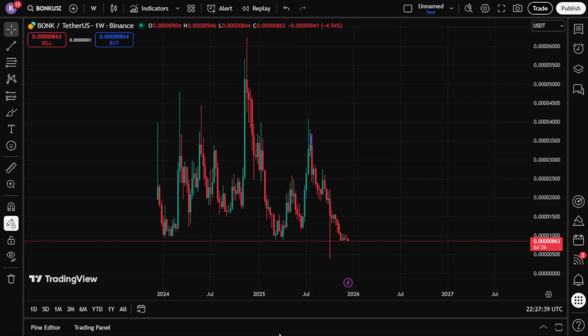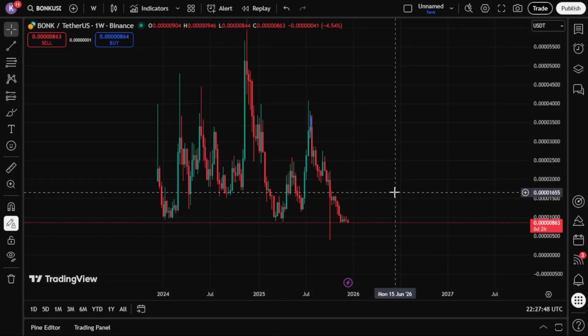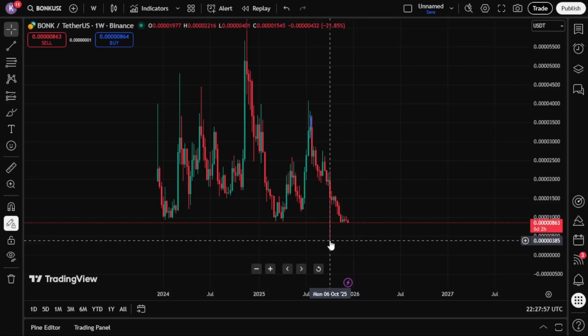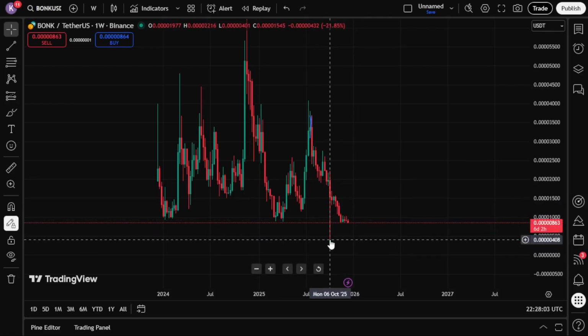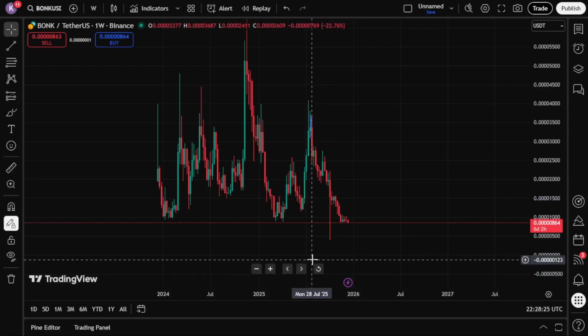So we'll look at the weekly chart, and what we can see here is that Bonk is basically at its all-time low, with the only point in its history being lower being back in the October liquidation event. And back then, Bonk was significantly lower, but this was only for a very brief period of time. Bonk was all the way down here only for literally a few minutes, for less than an hour, and it then recovered significantly very quickly.